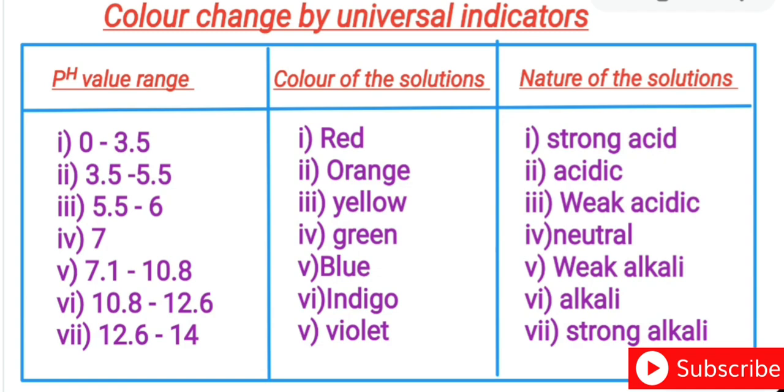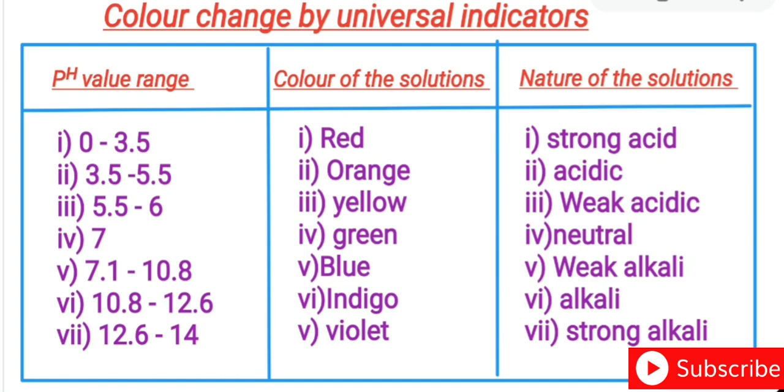pH value and range. If the value is 0 to 3.5, then the pH paper or universal indicator solution turns red, and it indicates a strong acid. If it is 3.5 to 5.5, then it is orange and the nature is acidic. If it is 5.5 to 6, it is yellow and it is a weak acid. If it is 7, then the color shows green and it is neutral in nature.